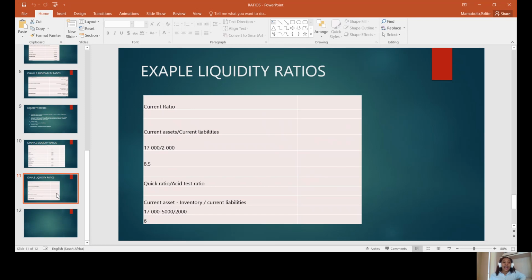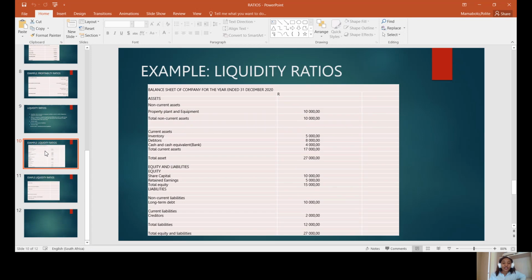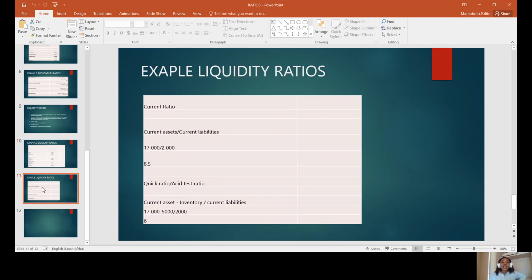So here I would just say our current assets 17,000 minus the 5,000 inventory, and we are left with 12,000 divided by the current liabilities of 2,000, and we get a 6. It means that our current assets without the inventory can still be able to cover the current liabilities 6 times.